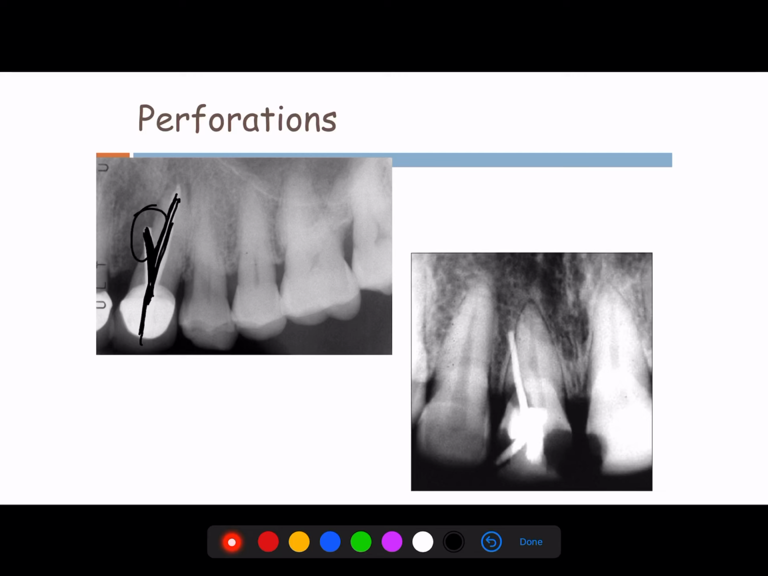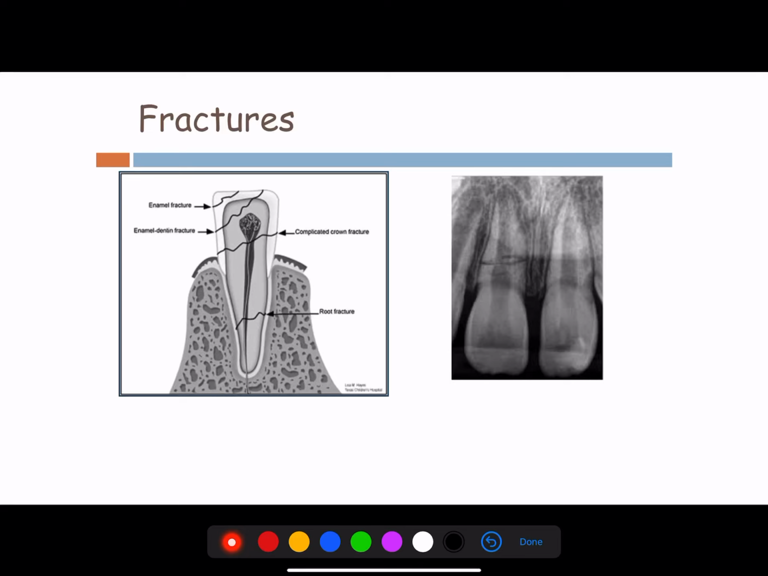It's almost a similar case. Whenever you have a perforation, you're giving a chance for the bacteria to move from one area to another area. So these are again contributing factors. Fractures, in a similar way, give bacteria a chance to move.